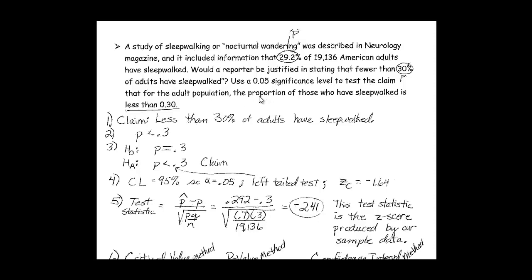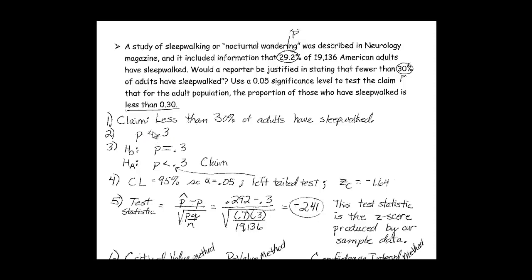So getting started here, the other thing that we need to be aware of is that the proportion of those who sleepwalk is less than 30. That phrase, less than or fewer than 30%, is really a heads up that we are dealing with the probability in a tail. So our first step is looking at that claim. The claim is that less than 30% of the full population of adults have sleepwalked. We can write that in algebraic form as p is less than 0.3. That's our population proportion, which is what we're estimating.